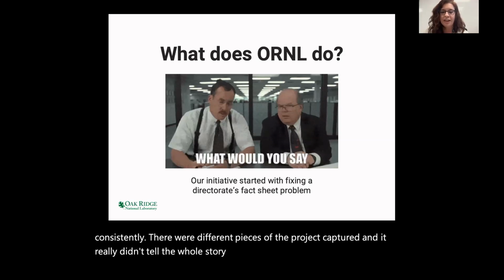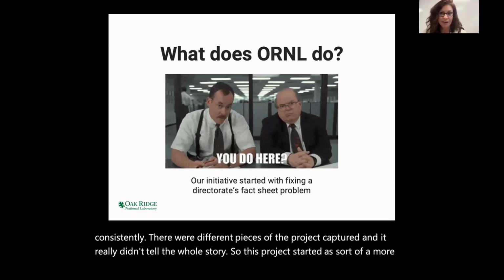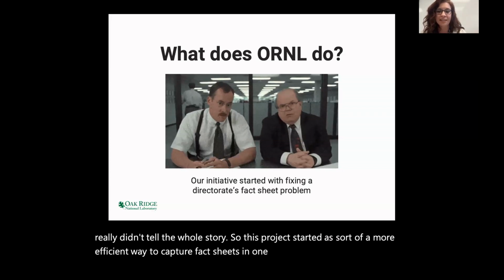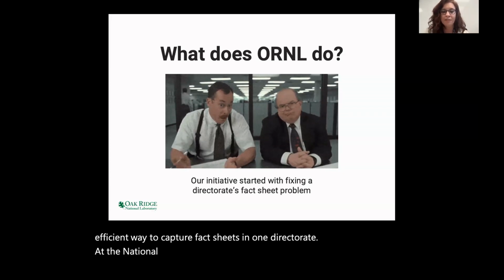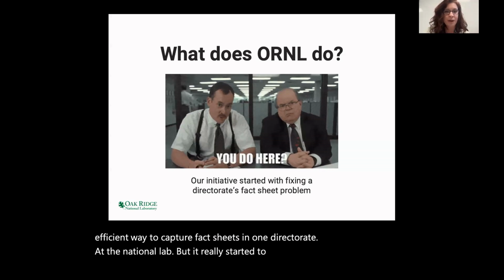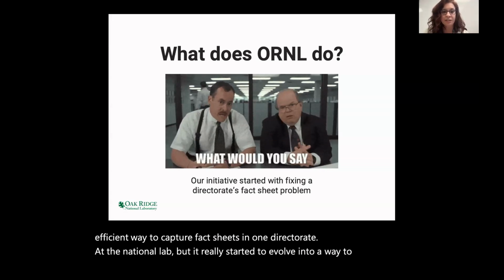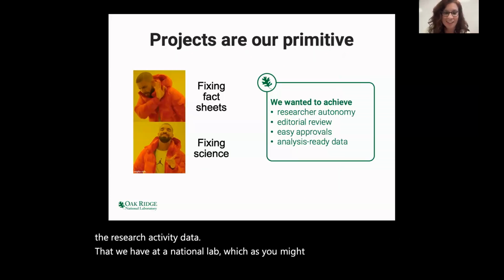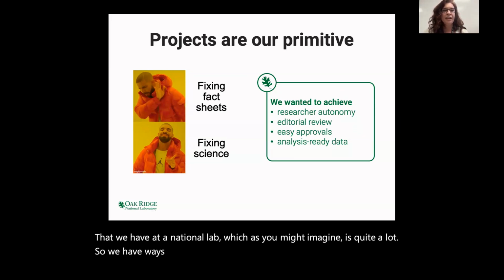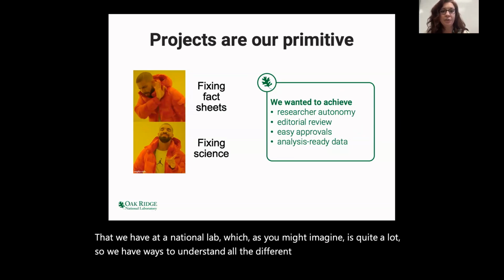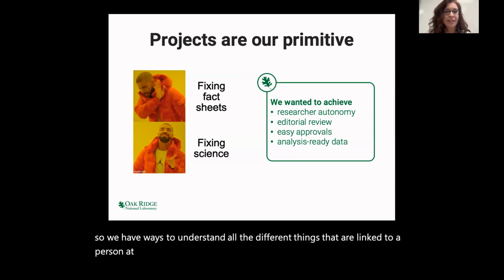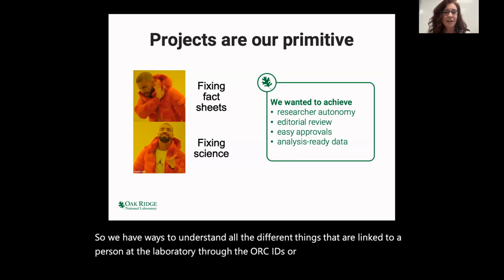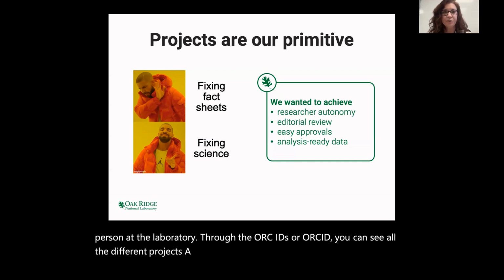So this project started as a more efficient way to capture fact sheets in one directorate at the National Lab, but it really started to evolve into a way to data mine all the research activity data that we have at a national lab, which, as you might imagine, is quite a lot. So we have ways to understand all the different things that are linked to a person at the laboratory through the ORCID. You can see all the different projects a researcher has contributed to over their career span as a researcher.